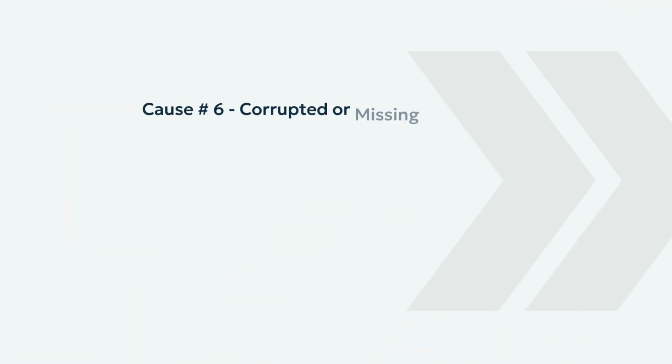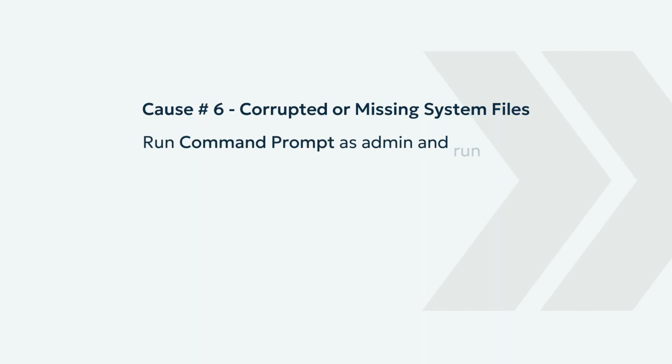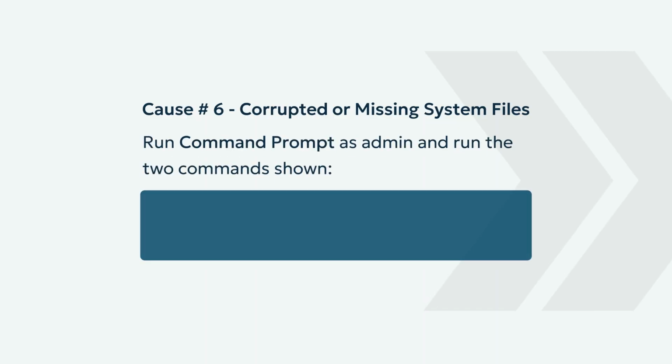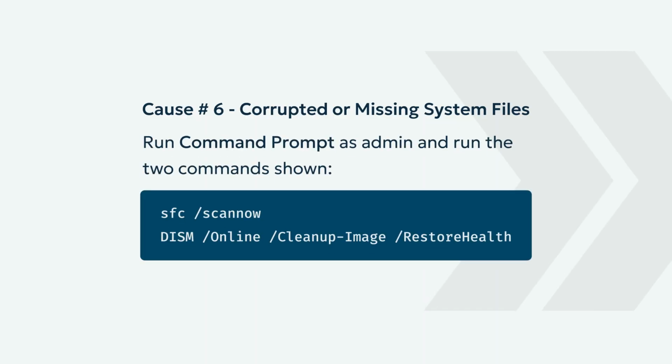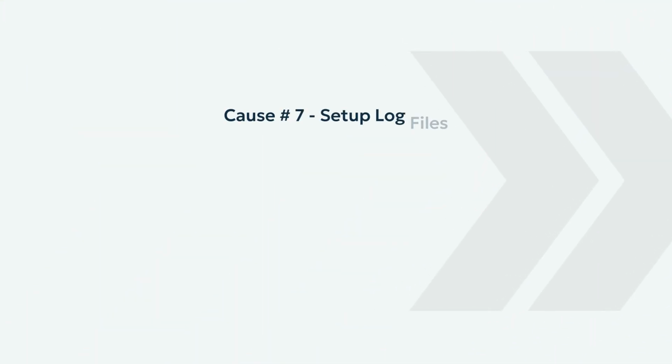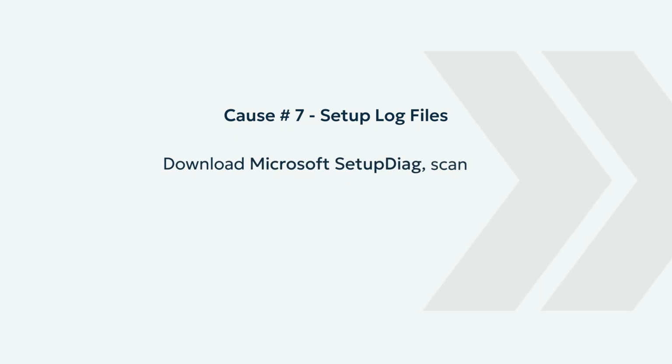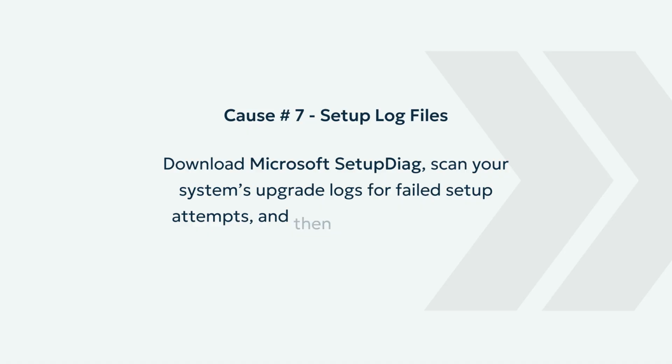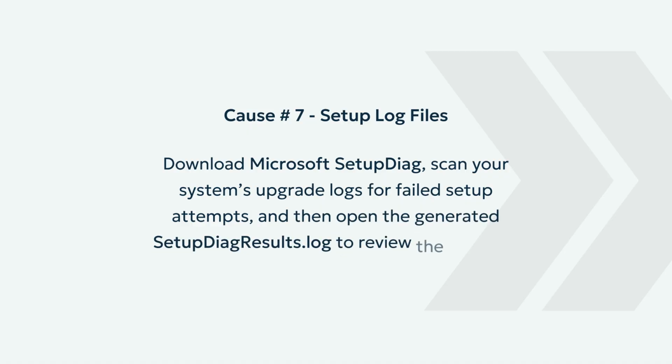Cause number 6, corrupted or missing system files. Run command prompt as admin and run these 2 commands shown on screen. And finally, cause number 7, setup log files. Download Microsoft Setup Diag and scan your system's upgrade logs for failed setup attempts. Once the scan is completed, open the generated setupdiagresults.log file to review the results.